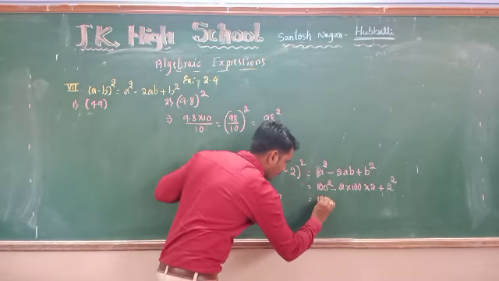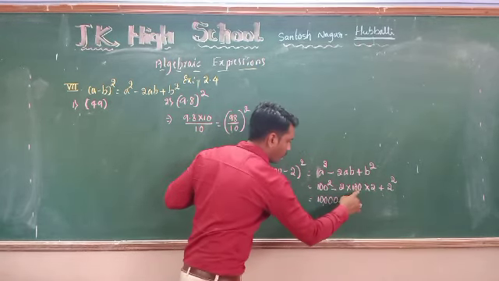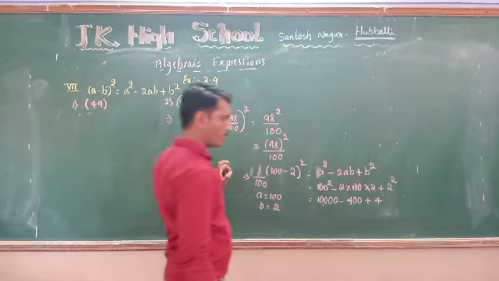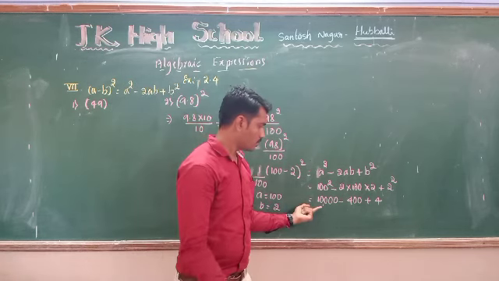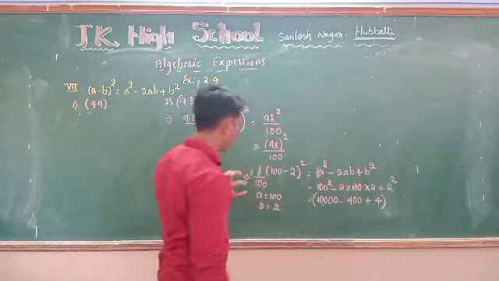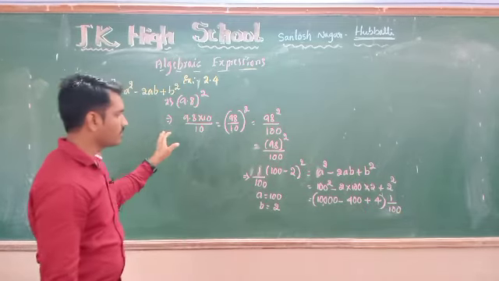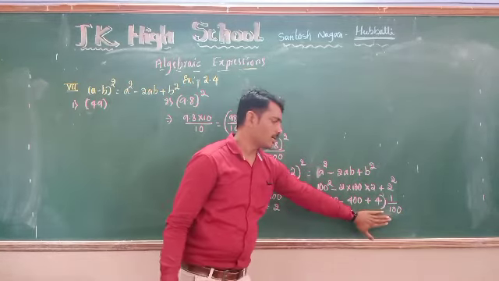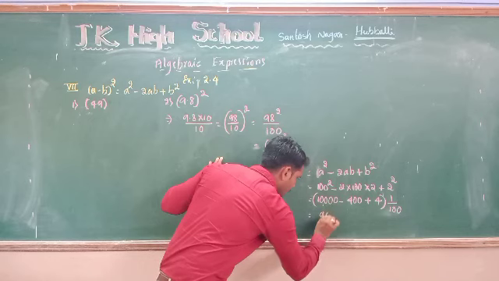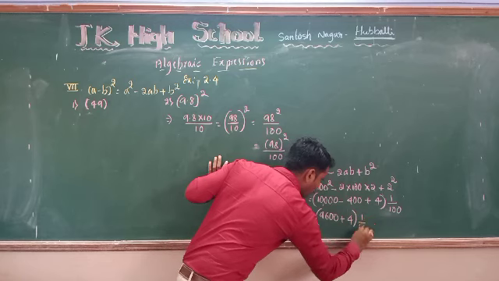Now simplify. 100 square is 10,000, minus 2 times 2 is 4, times 100 is 400. 2 square is nothing but 4. Clear? 10,000 minus 400 and plus 4. We have left one value that is nothing but 1 upon 100. So just write here 1 upon 100, because we already have converted the decimal into the fraction by multiplying by 100. Next, 10,000 minus 400 is nothing but 9,600, plus 4, times 1 upon 100.